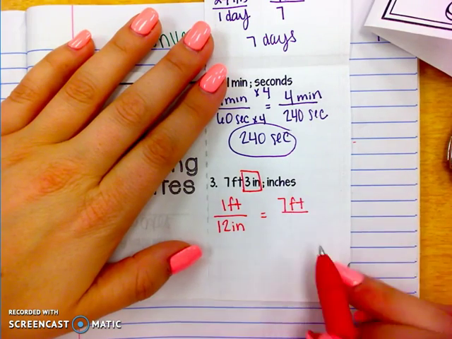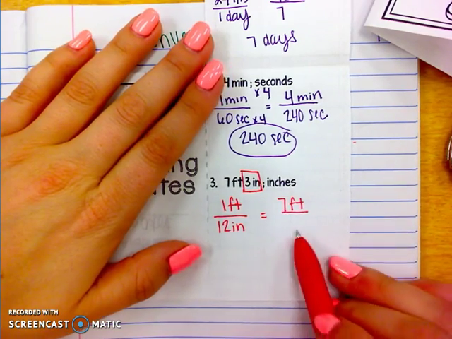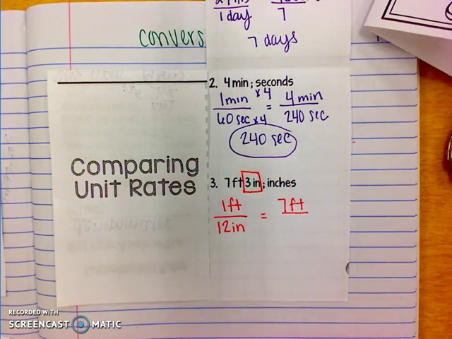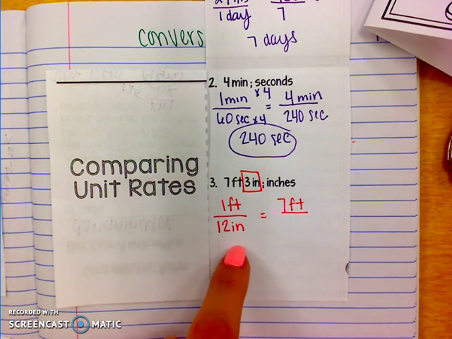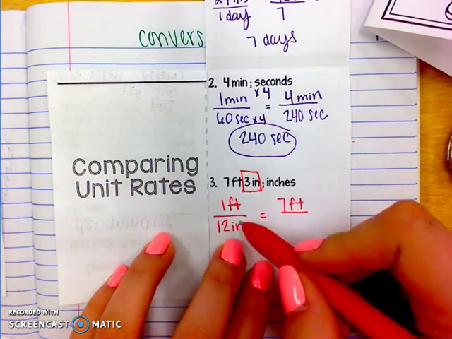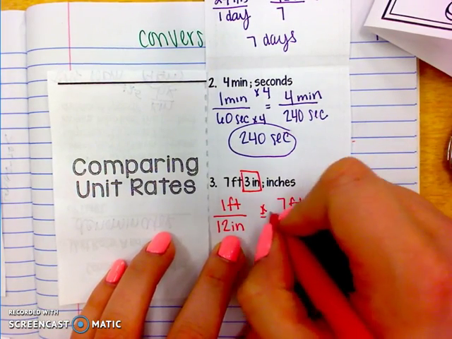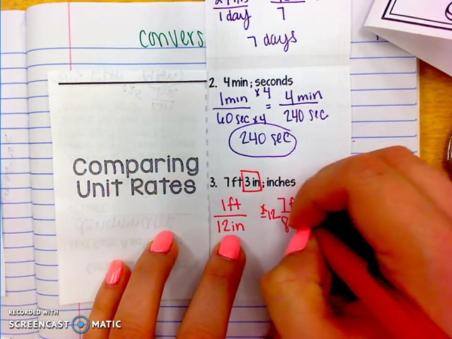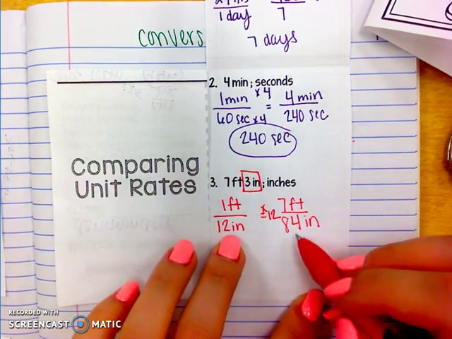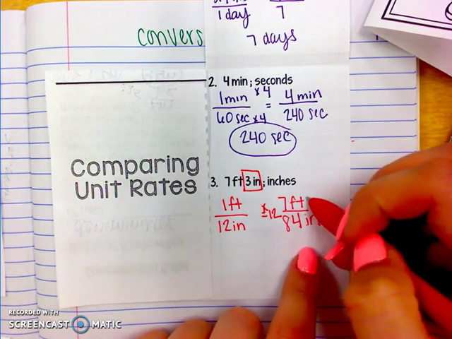And I want to know how many inches are in that many feet. Okay. So I'm actually going to multiply by this conversion factor of those 12 inches. So I'm multiplying by 12 to get 84 inches. That's 84 inches in 7 feet.